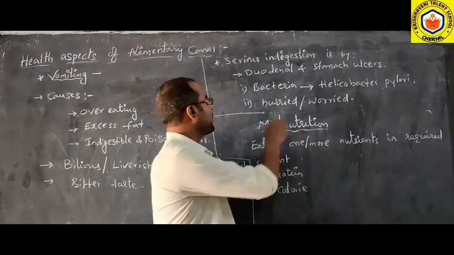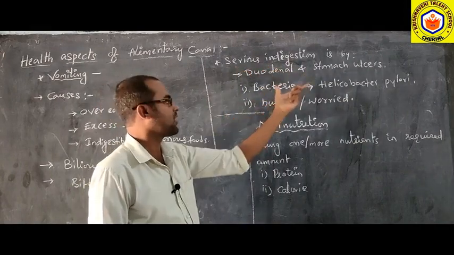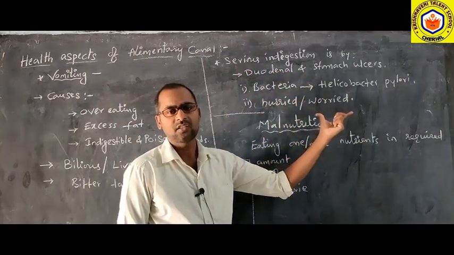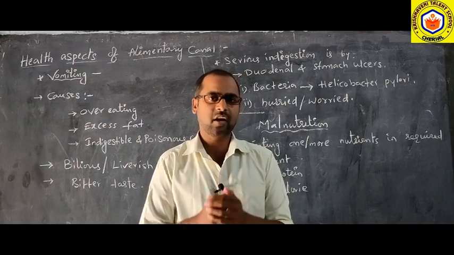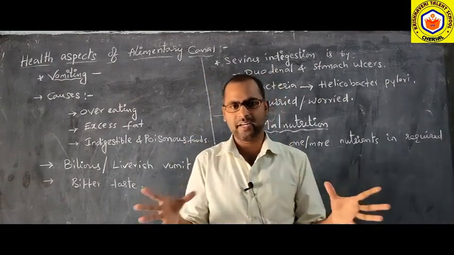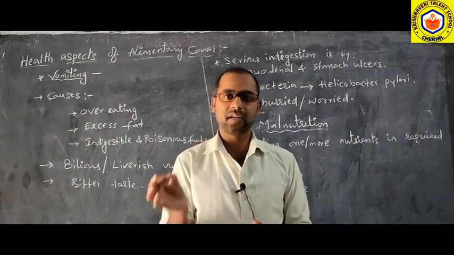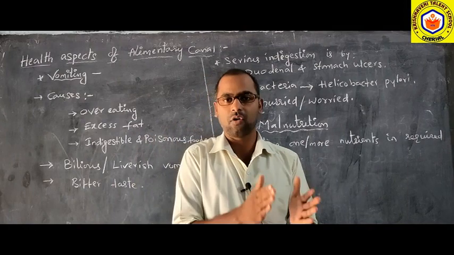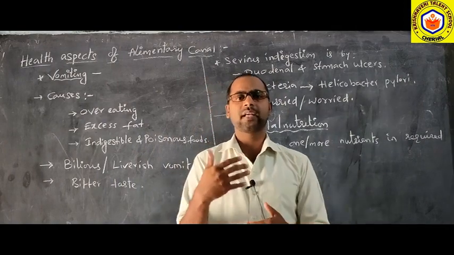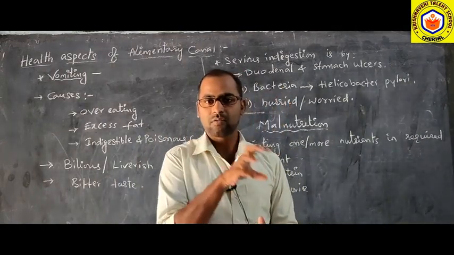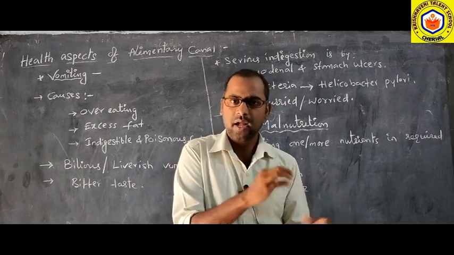Another cause for duodenal or stomach ulcers is being hurried or worried. Some people are always worried and never in a relaxed condition. When people are worried or always in a hurry, histamines are released more, and that triggers the release of hydrochloric acid inside the stomach. If there is food, the hydrochloric acid acts on the food and kills germs.